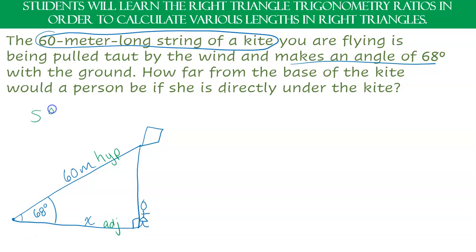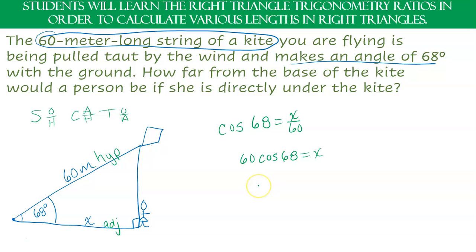So which of our trig functions are we going to use here? Well, I have adjacent and hypotenuse, so that's cosine. So the cosine of 68 equals x divided by the hypotenuse. And we solve. So we have 60 times the cosine of 68, which equals x. And then you just type that in your calculator, make sure that you're in degree mode.